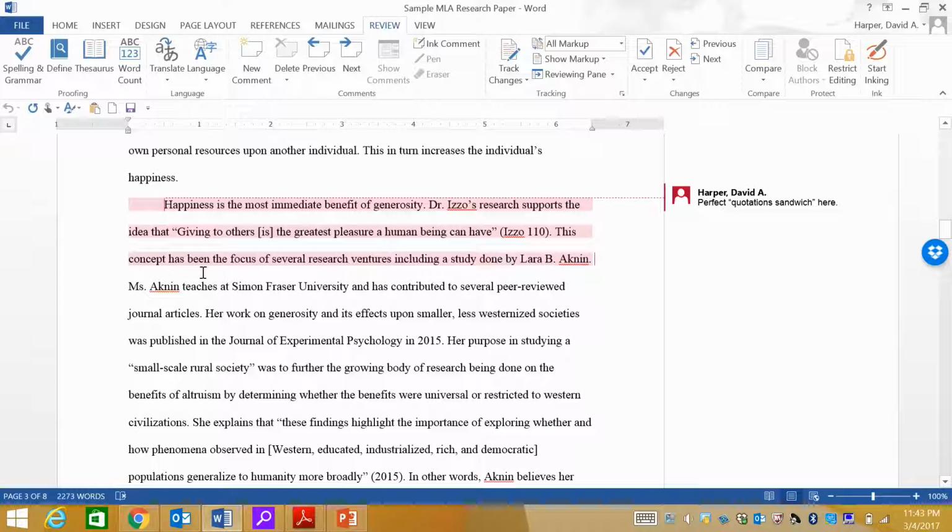This concept has been the focus of several research ventures, including a study by, and then she goes into another source. So she introduces the quote, she offers the quote, and then she explains how it fits in with the larger paper or other sources that she's using. Okay, good job.